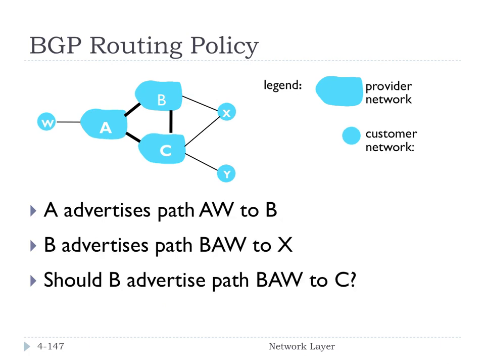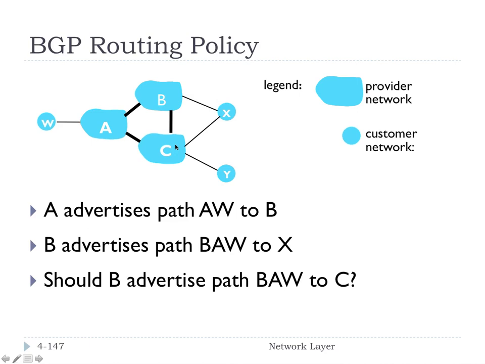In this scenario, A is going to advertise this path AW to B. So if B needs to get to W, it can go through A. B is going to advertise the path BAW to X. So if X needs to get to W, it can send it through BA. And then the author asked this question, should B advertise BAW to C?